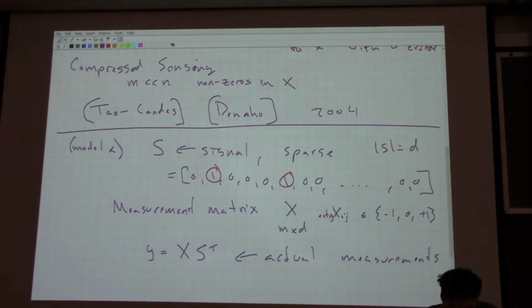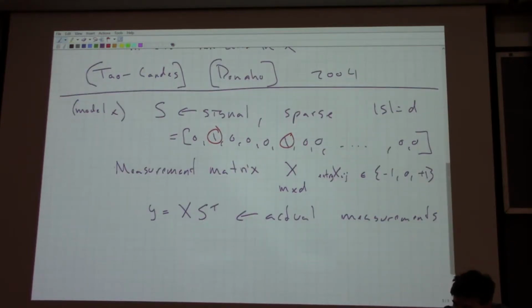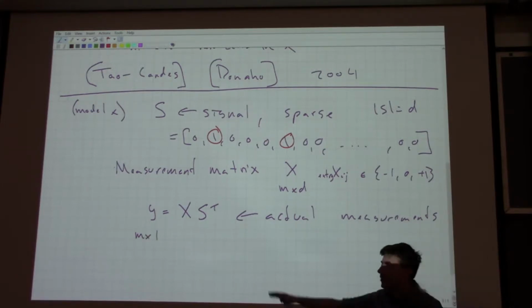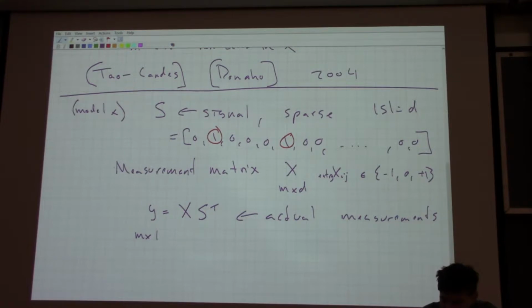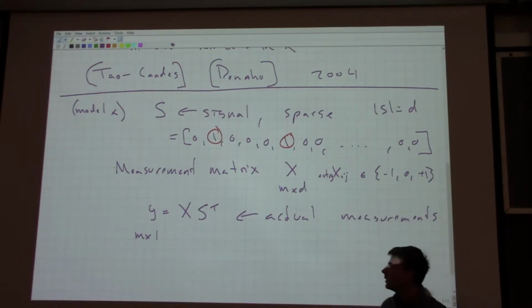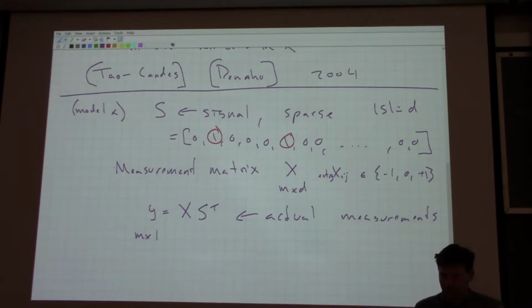And so Y is going to look like a vector of size M. So this is going to be M by 1. So I'm going to get M measurements out. These turn out to be, in general, real values, but in this case Y is going to be some integers. So these don't have to be 0, 1 like the others.